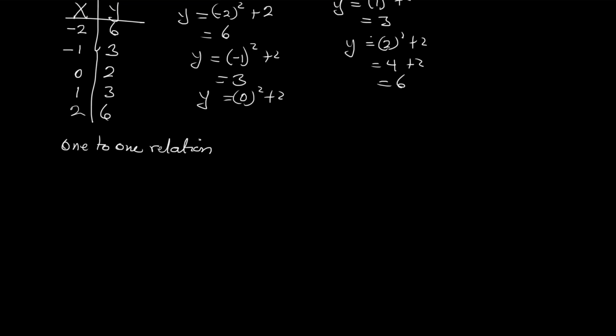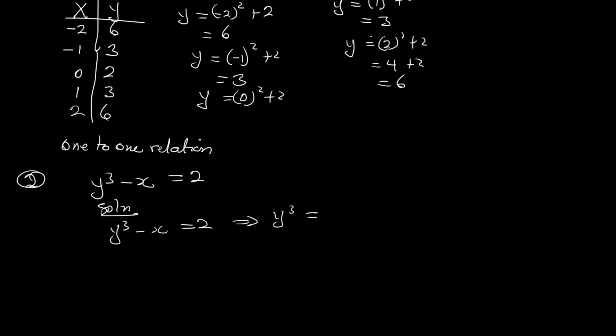A second example, number 2: if we are given y cubed minus x equals 2, to determine if this relation is a function, the first thing we have to do, using the first approach, is to write this equation in the form that we can find y when we put in x. So as a solution, y cubed minus x equals 2. This implies that y cubed is equal to 2 plus x. Here we find the cube root of both sides, and we get y equals the cube root of 2 plus x. As usual, we can input some values of x and then compute the corresponding values of y.